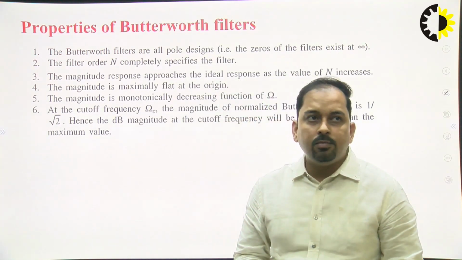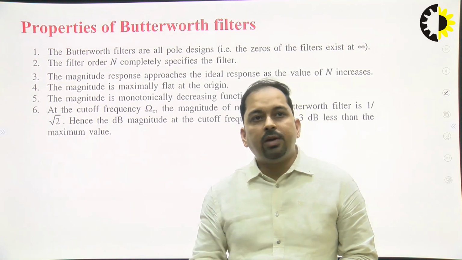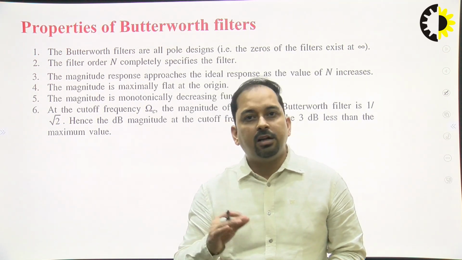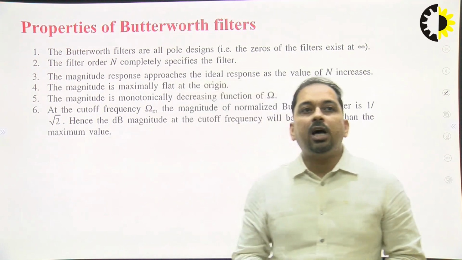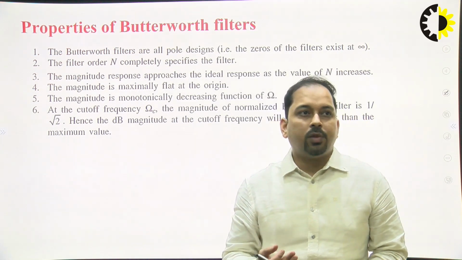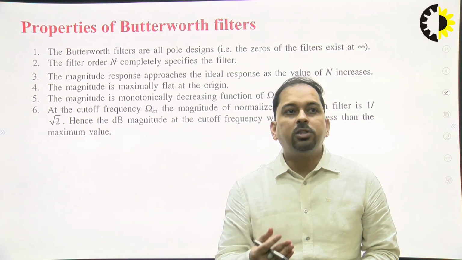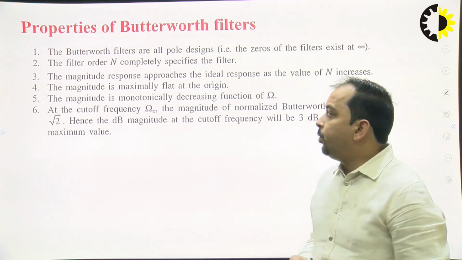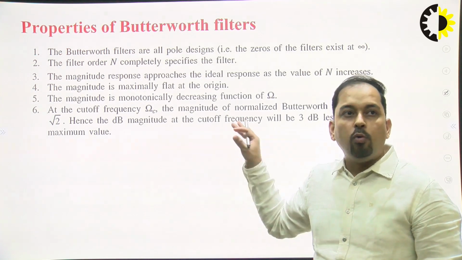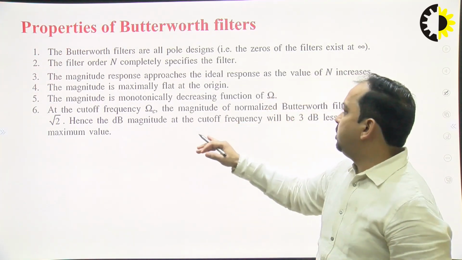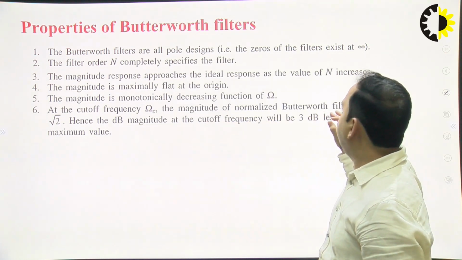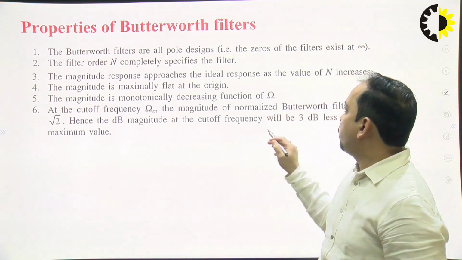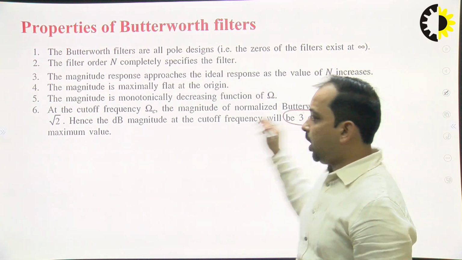Now, some properties of the Butterworth filter. Butterworth filters are all-pole designs, that is, the zeros of the filter exist at z equals infinity. The filter order n completely specifies the filter. The magnitude response approaches the ideal response as we increase the filter order. The magnitude response is maximally flat in the pass band as well as in the stop band. The magnitude is a monotonically decreasing function of Ω, which is the frequency. At the cutoff frequency Ωc, the magnitude of the normalized Butterworth filter is 1 by root 2 times the maximum value. Hence, the dB magnitude at the cutoff frequency will be 3 dB less than the maximum value.